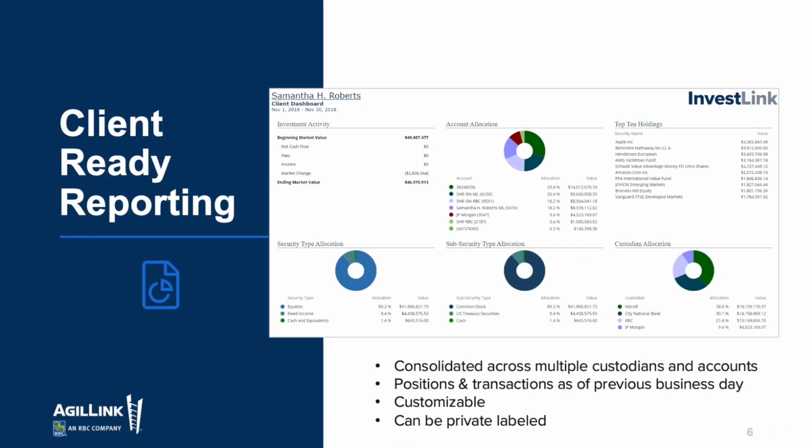AgilLink also provides client-ready consolidated investment reports. AgilLink consolidates across multiple custodians and across multiple accounts. AgilLink has position-level data and transaction-level data to provide transactional reports, as well as position-level reports. These investment reports allow firms to be able to provide on-demand services for clients, and they're a proactive way for clients to see the details of their accounts. These reports can be personalized and white-labeled, and include the firm's logo.